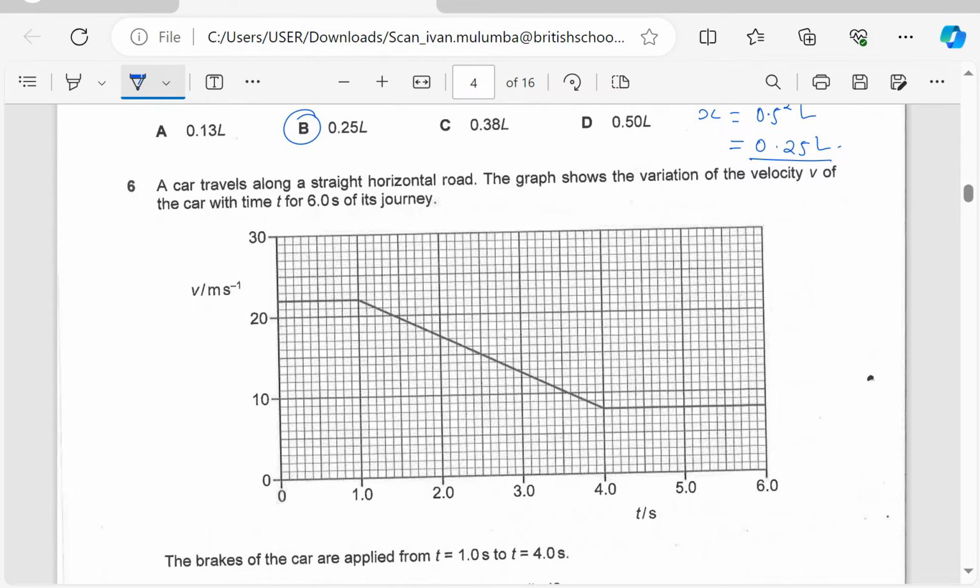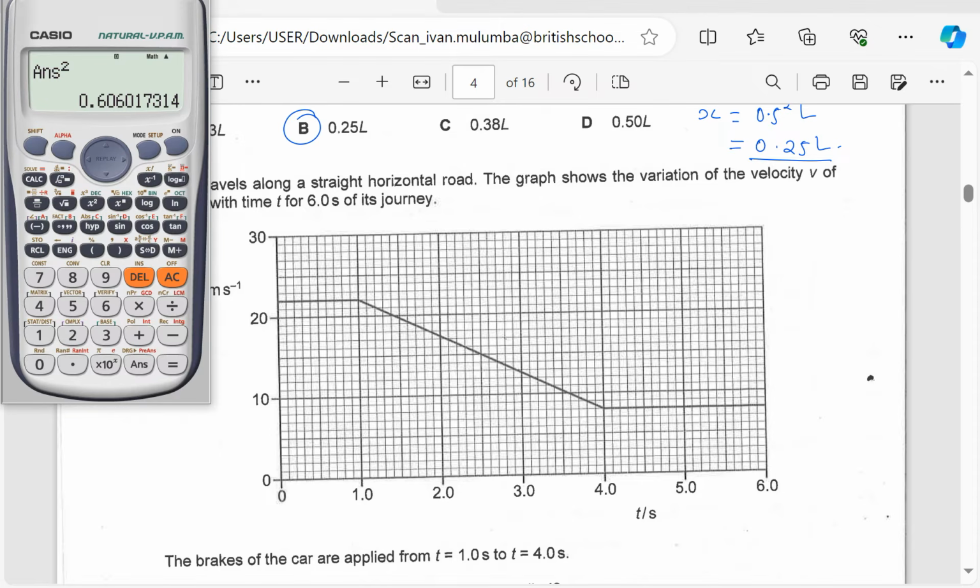I think it is 0.25 L. Let me check with the calculator. 0.5 squared, that is 0.25.